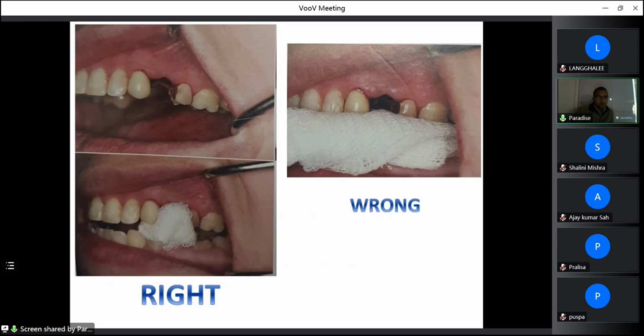Placement of gauze pack. Whenever you are using a gauze pack, it should be moist, and better it should always be moist with betadine, so that it also acts to lower the chances of infection. And the gauze pack should be compressed directly over the socket, not like this. Okay, not on the occlusion. The gauze pack should put sufficient pressure over the extraction socket.